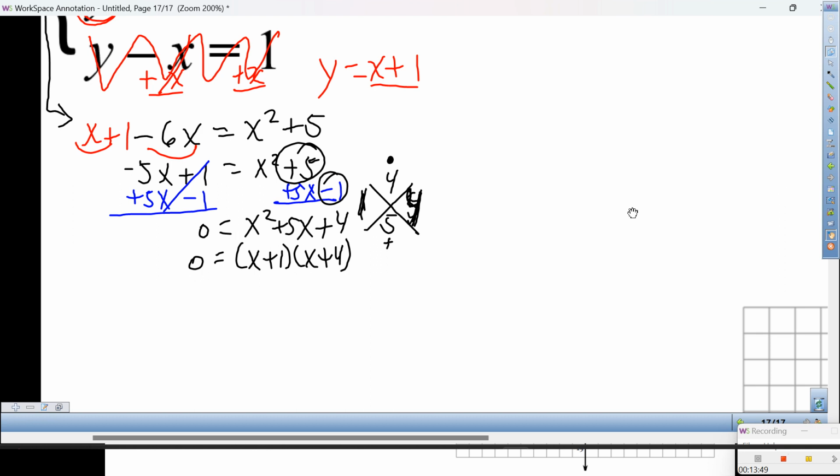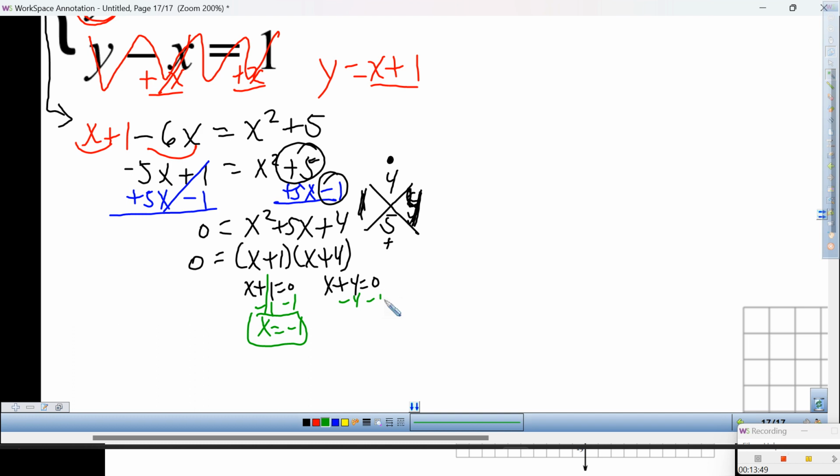So far, so good? Tell your neighbor what to do from there to continue solving. What do we do next? All right, let's bring it to this side. Kimberly, what do we do next? Yeah, set each one equal to 0. x plus 1 equal to 0, and x plus 4 equal to 0. And then we solve. Minus 1 minus 1, x equals negative 1. Minus 4 minus 4, x equals negative 4.